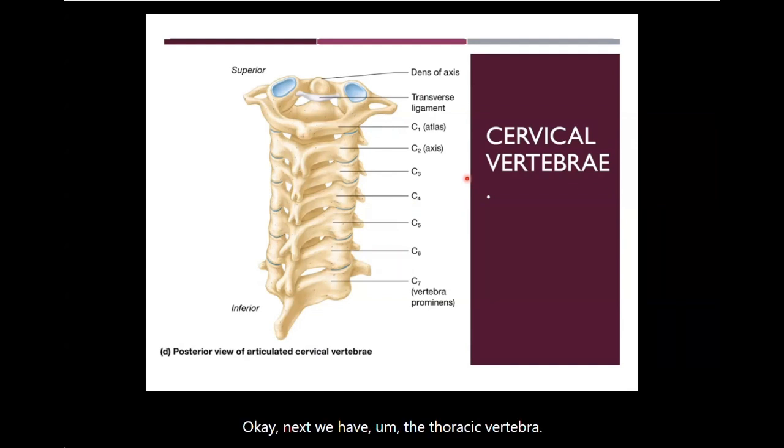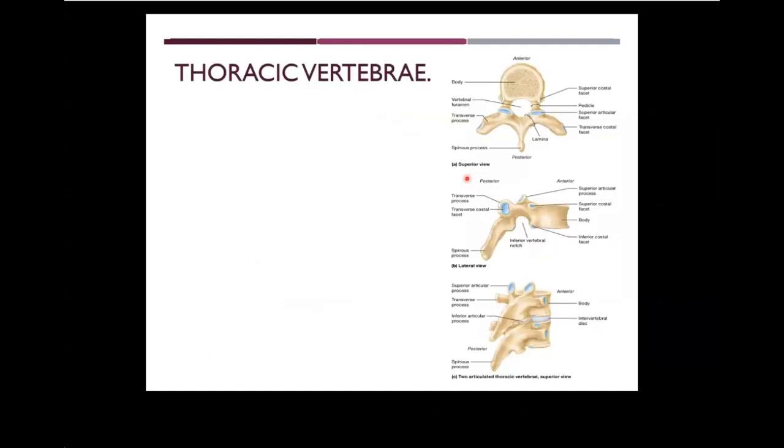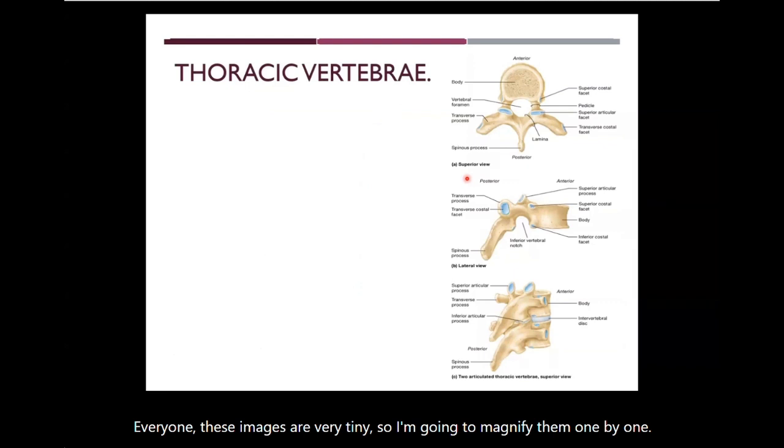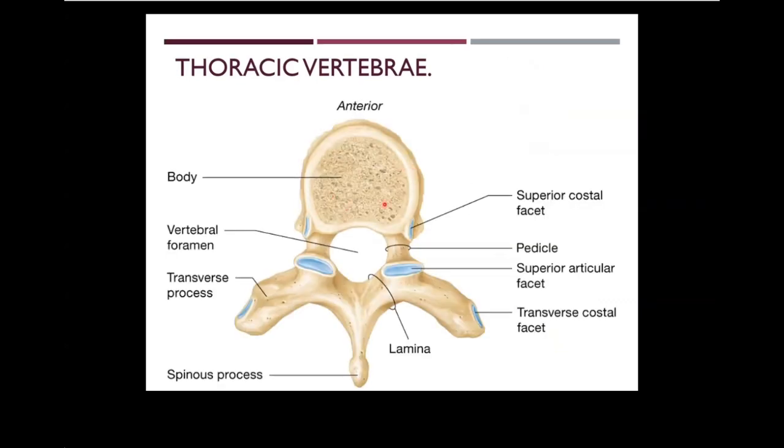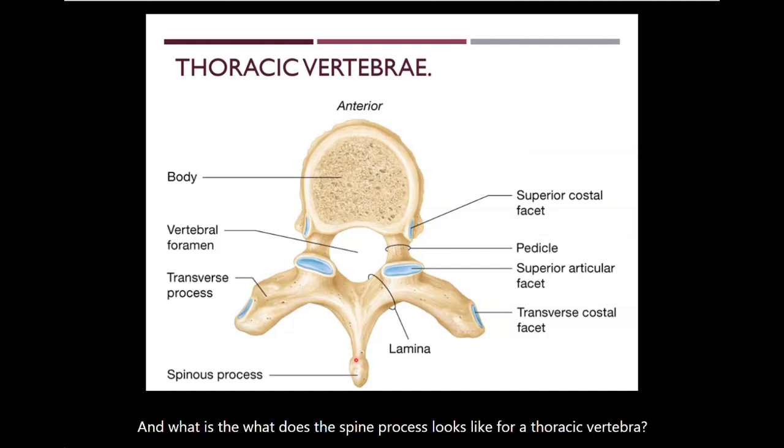Next, we have the thoracic vertebra. Everyone, these images are very tiny, so I'm going to magnify them one by one. But the thoracic vertebra is the one that we already saw and we're very familiar with, okay? So the thoracic vertebra, does it have a body? Yes, and then do you see how the body got bigger in thoracic, right? Does it have a spinous process? Yes, and what does the spinous process look like for a thoracic vertebra? It's going to be long, pointy, sharp, correct?